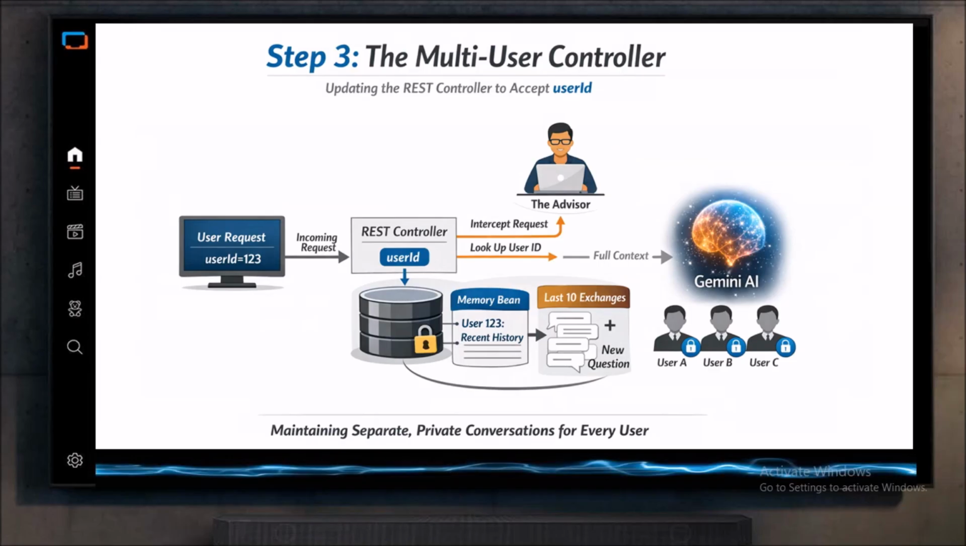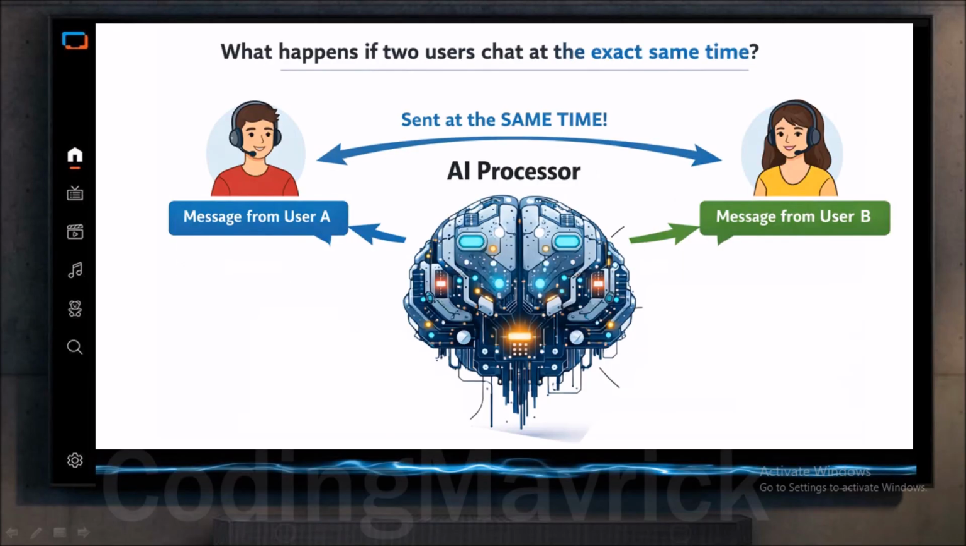In the third step, we are updating the REST controller to accept a userId. In a real-world microservice, this allows our single application to maintain separate private conversations for every person who connects to our API. But here is a question: what happens if two users chat at the exact same time?